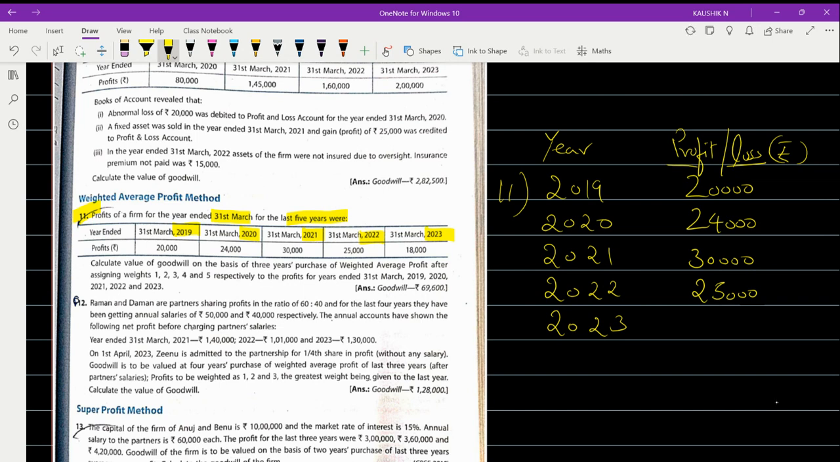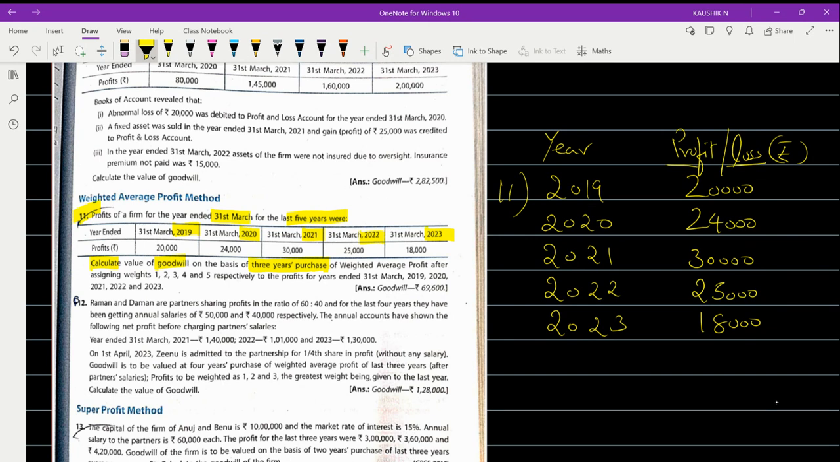And for the year 23, it is 18,000 rupees. Okay. Now, when you read the question further, it is given that calculate goodwill on the basis of 3 years purchases. So here they have given you the number of years purchase. How many years purchase is given to you?